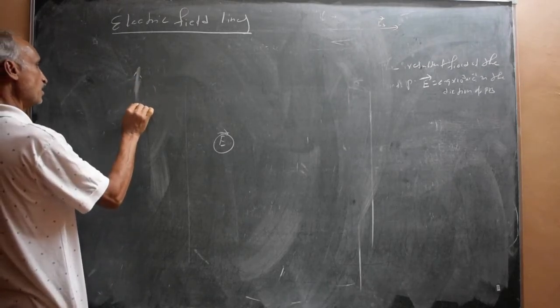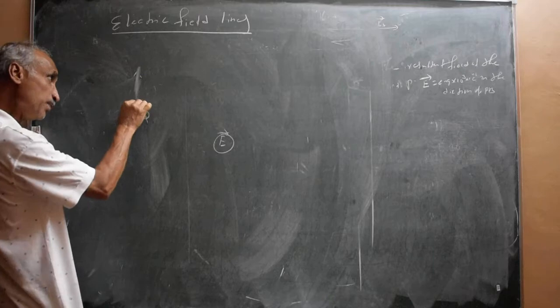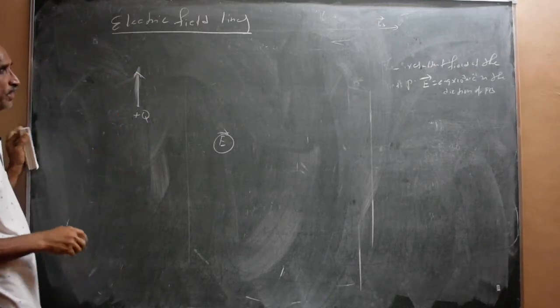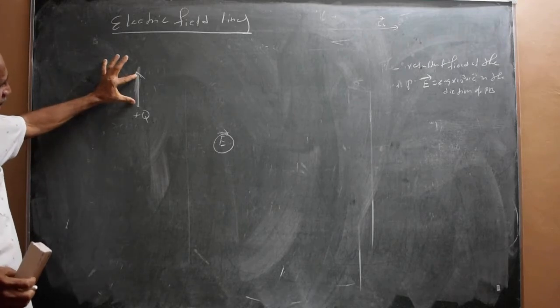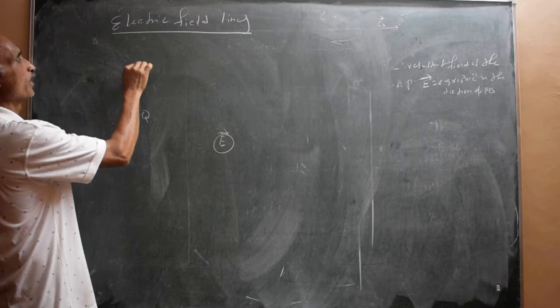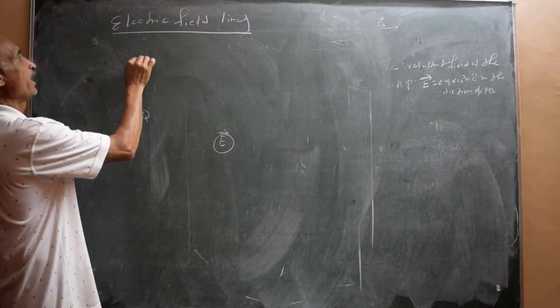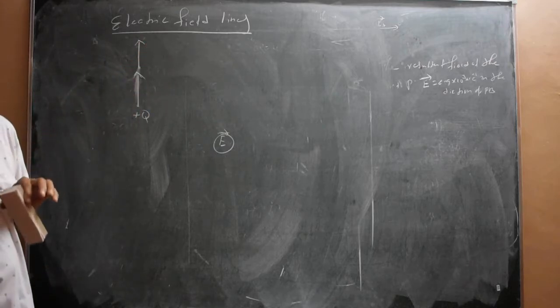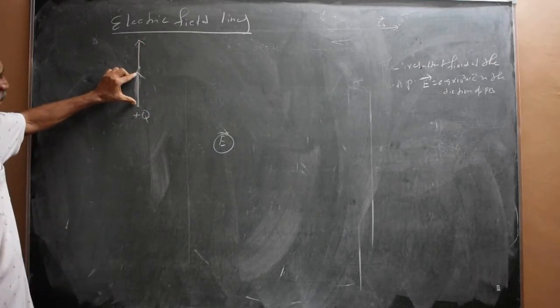So at this point the field direction is like this, radially outwards, and it is represented by a line segment. So it is E bar here. And at this particular point it is represented by a line segment radially outwards, but a line segment shorter than this one. Why shorter than this one?